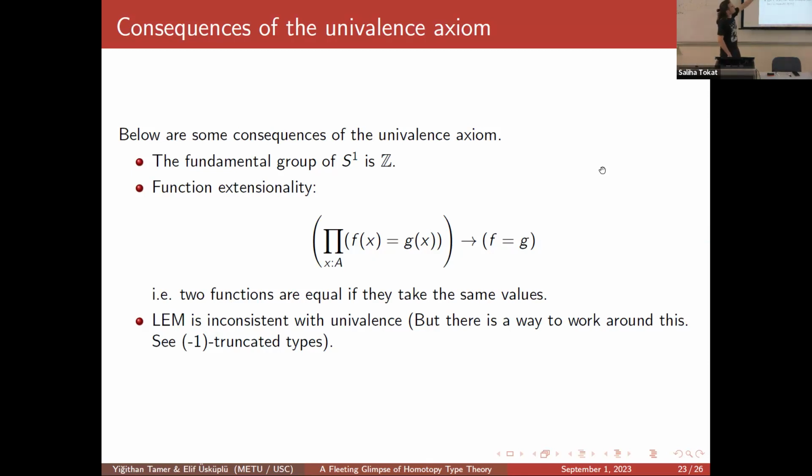You can use univalence to show that the fundamental group of the circle is Z. Now you have function extensionality that comes from univalence. So using univalence, you can prove that.